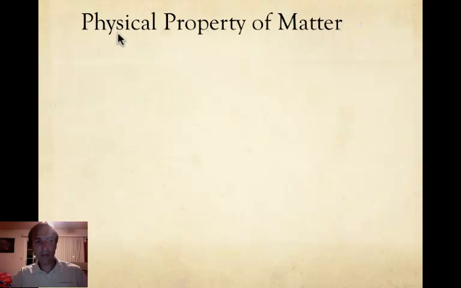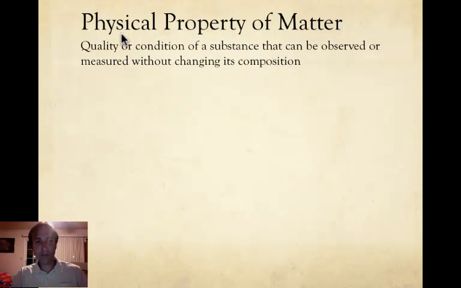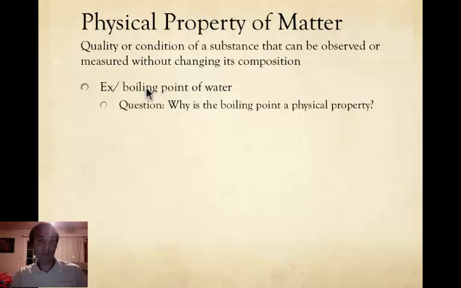So everything we've talked about today is a physical property of matter. That means that these are qualities or conditions of a substance that can be observed or measured without changing its composition. So I can observe the fact that an ice cube is solid. I can observe that it's a liquid or a gas without changing the fact that it still is water. I can, for instance, look at the boiling point of water. I can determine that it boils at 100 degrees Celsius and it's still water when I'm done.